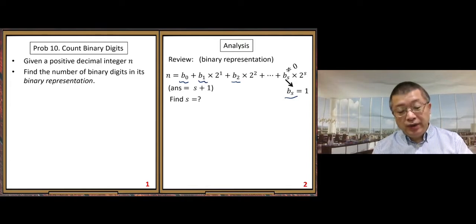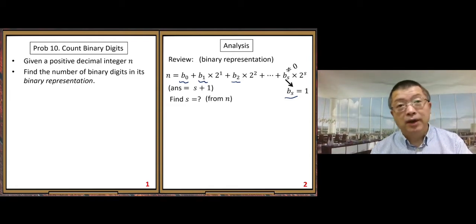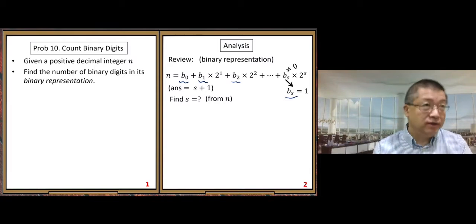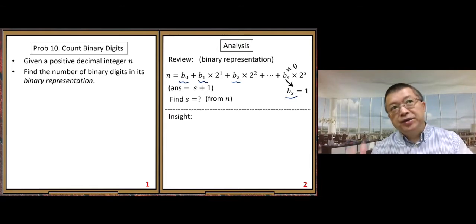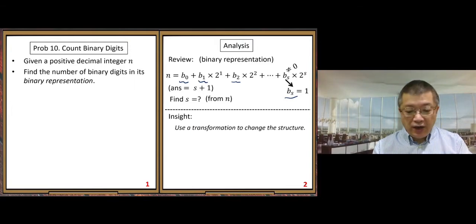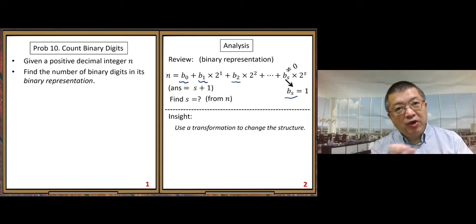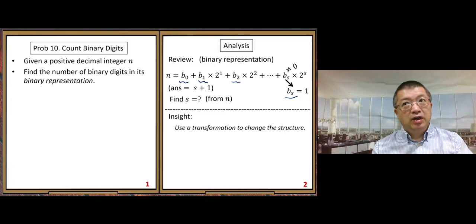So now we need to write s in terms of n. Then we get the answer, right? So here, let's try to get the insight for this question. We like to do a transformation to change the structure. Then we can get a recurrence relation. But you need to do the transformation first.